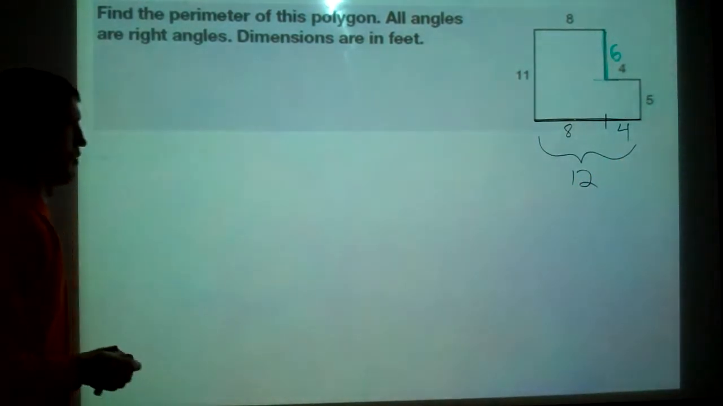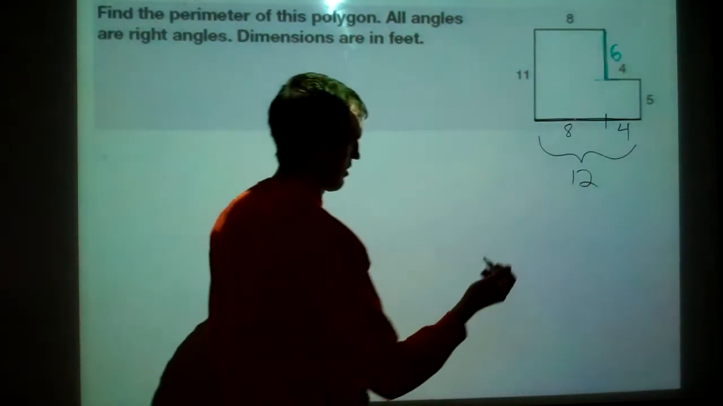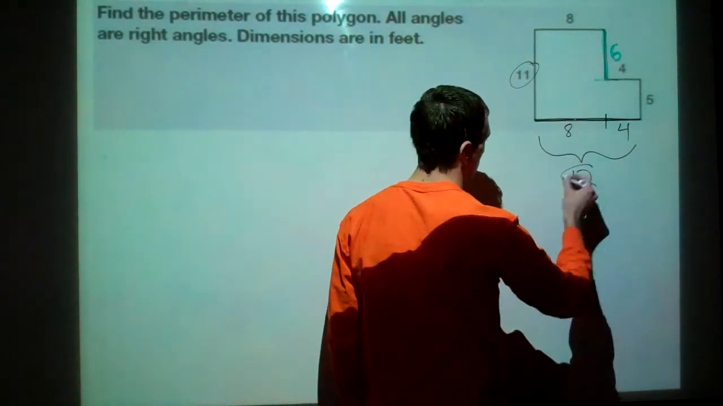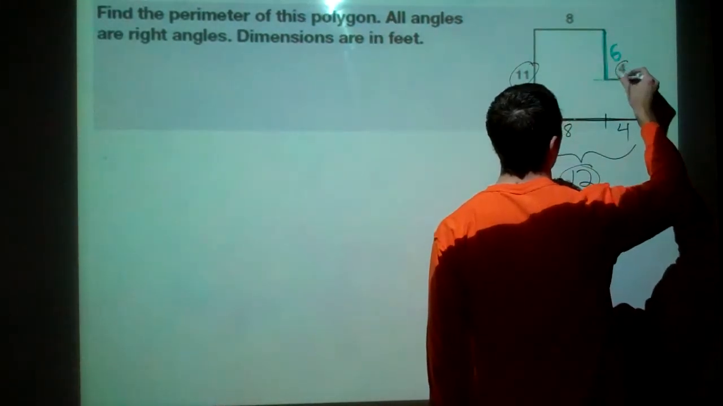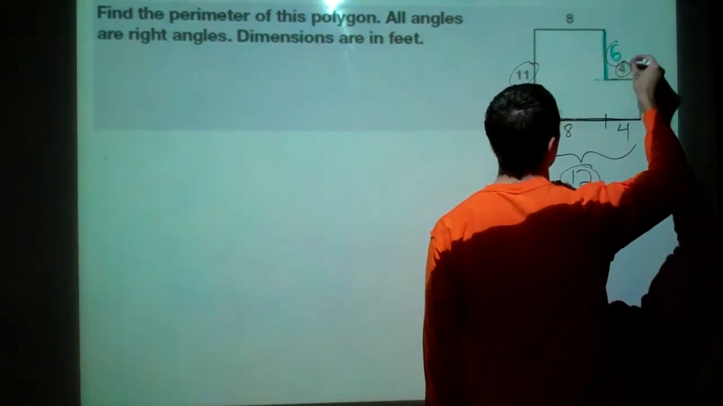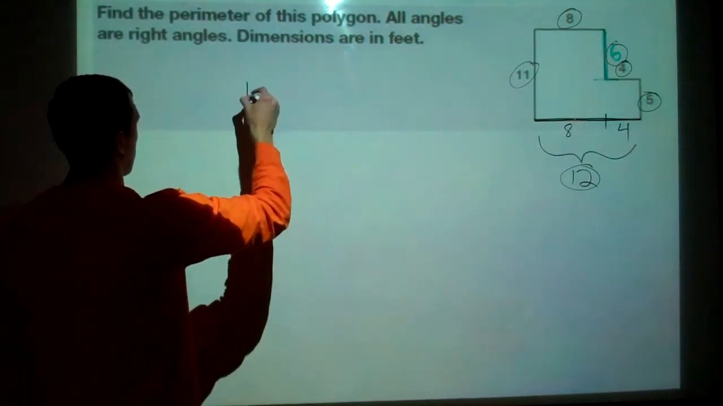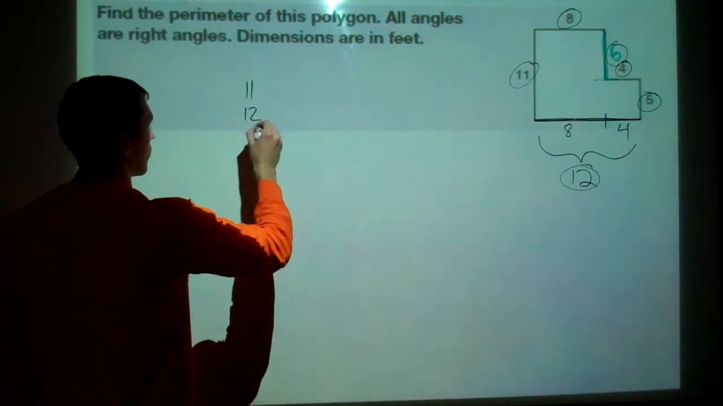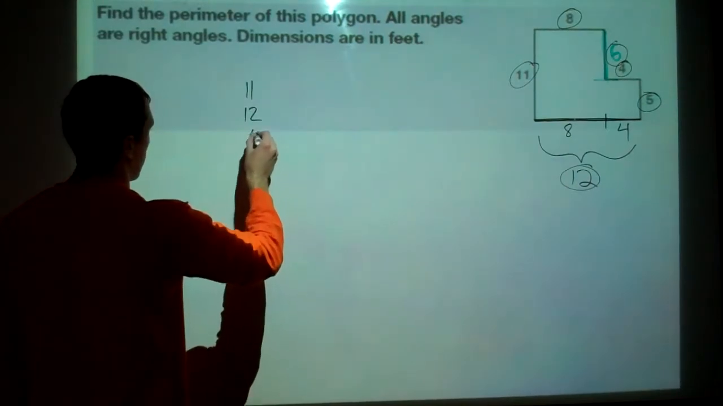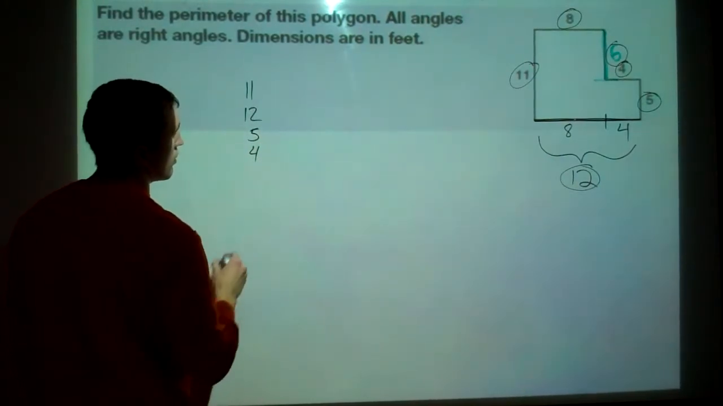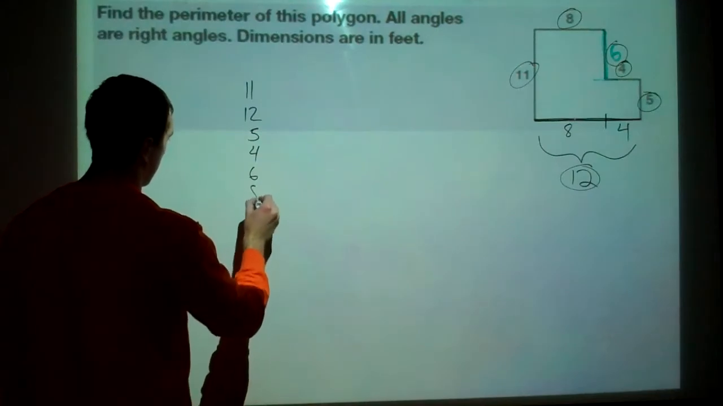So now we have all of these sides here. We've got 11, 12, 5, 4, 6, and 8. So we'll add all those together. We have 11, 12, 5, 4, 6, and 8.